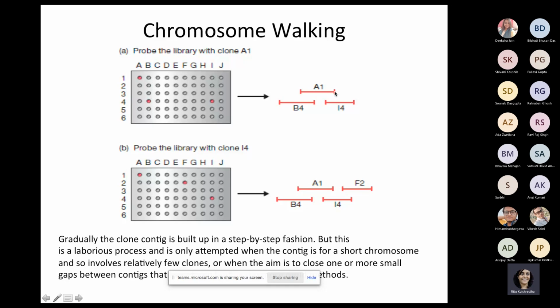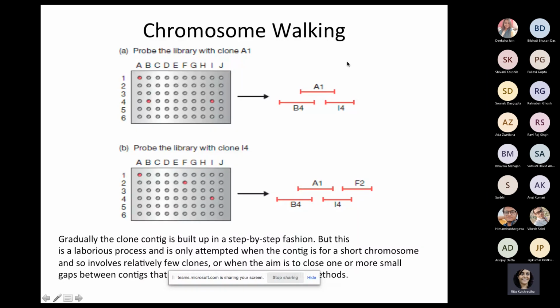So what I will get will be some overlapping clones, of course, because obviously there will be some clones which have the same sequence as A1, at least part of it. So I finally come to the fact that, okay, the A1 probe is overlapping with B4 and I4. So it means that these three clones are in close proximity with each other. So at least I have something to get started with.